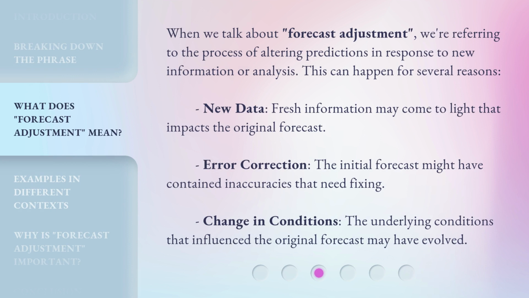When we talk about forecast adjustment, we're referring to the process of altering predictions in response to new information or analysis. This can happen for several reasons. New data: fresh information may come to light that impacts the original forecast. Error correction: the initial forecast might have contained inaccuracies that need fixing. Change in conditions: the underlying conditions that influenced the original forecast may have evolved.